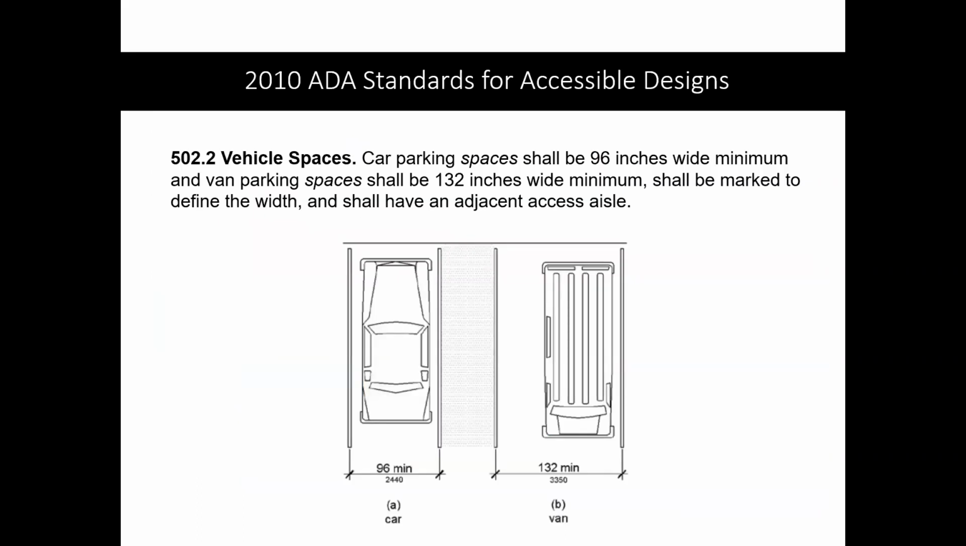It says car parking spaces shall be 96 inches wide minimum, and van parking spaces shall be 132 inches wide minimum, and shall be marked to define the width, and shall have an adjacent access aisle. There is no mention of a wheel stop.